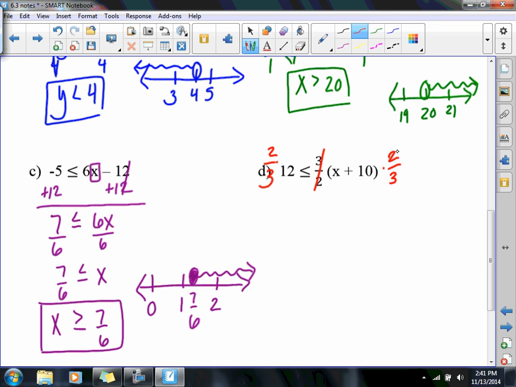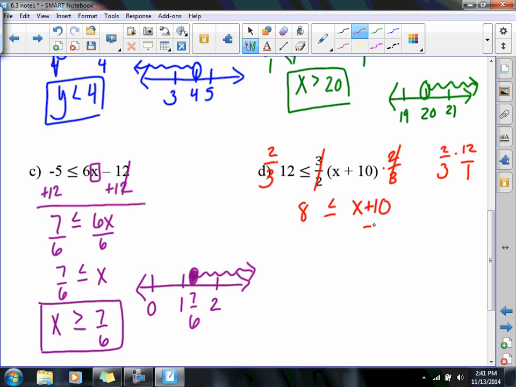So if I get rid of the fraction, then I'll have x plus 10. Keep my sign for now. And then that's really 2 over 3 times 12 over 1. So 2 times 12 is 24, and 3 times 1 is 3. So 24 over 3 is going to be 8. So remember, if you want to get rid of the fraction that's being distributed, just multiply by the reciprocal.